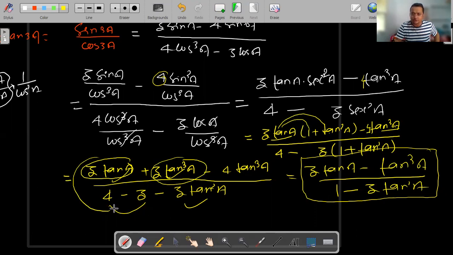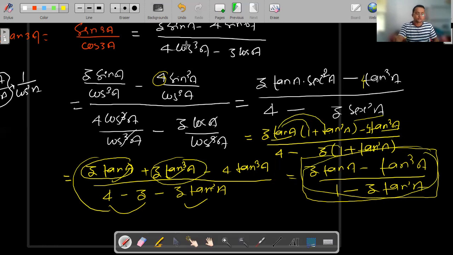Now in the denominator you see 4 minus 3 into 1 plus tan square a. 1 plus tan square a, I have written sec square a, I have converted by using identities. You must know. Then I have simply multiplied 3, then minus 3 tan square a. Once you do this, finally you are getting this. Okay? Clear?